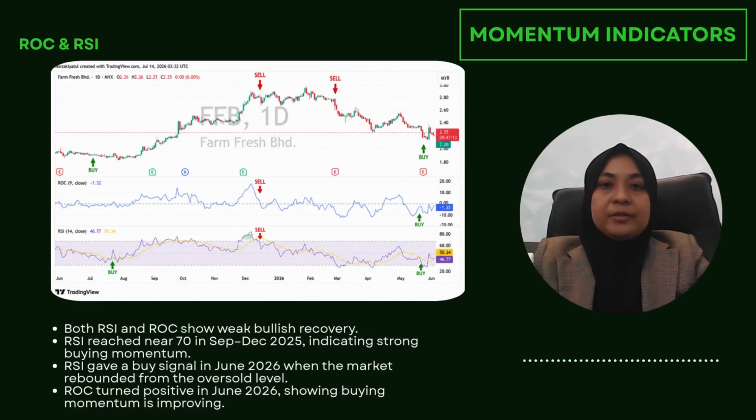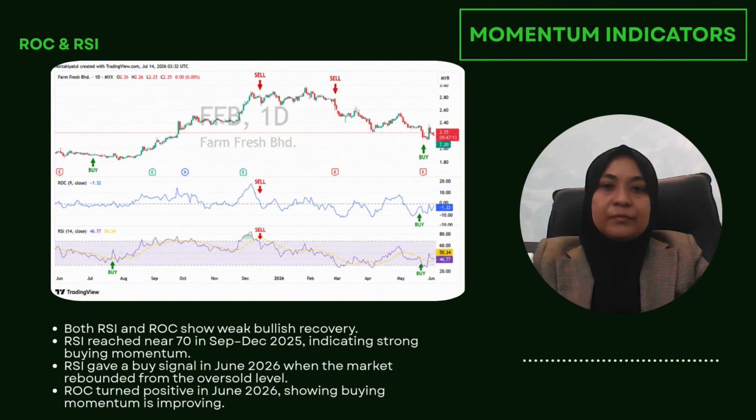Now I will explain the technical indicators, which are the ROC and RSI. First, the ROC measures the strength of the price movement. From September to December 2025, the ROC was positive, showing strong buying momentum. From January to April 2026, the ROC turned negative, showing stronger selling pressure. By June 2026, the ROC became positive again, which means buying interest is slowly returning.